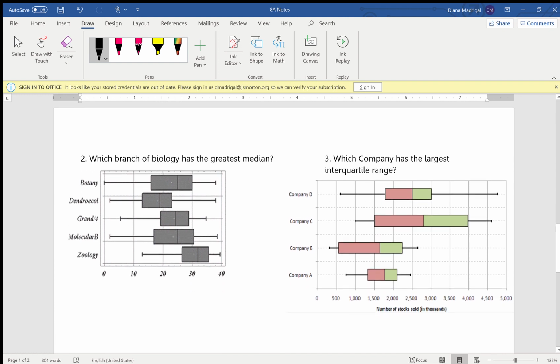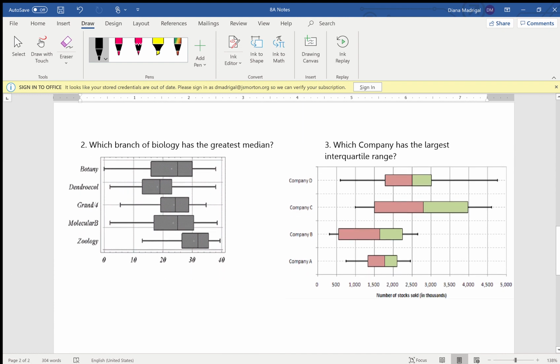It says, which branch of biology has the greatest median? Okay, remember median is that dash in the box. So we're focusing only on the box and we're looking for the line in the middle, quartile 2. As you can see for botany, I have the line in the middle right here. For the next one, I have the line in the middle here, and I'm looking at just the boxes, okay? The line in the box. Those are your median. And you're just looking for which one has the greatest median.